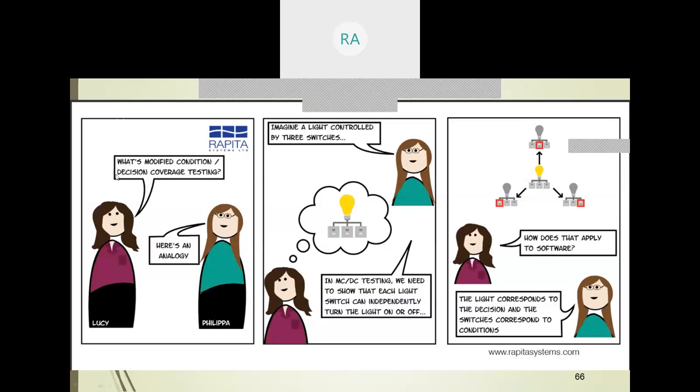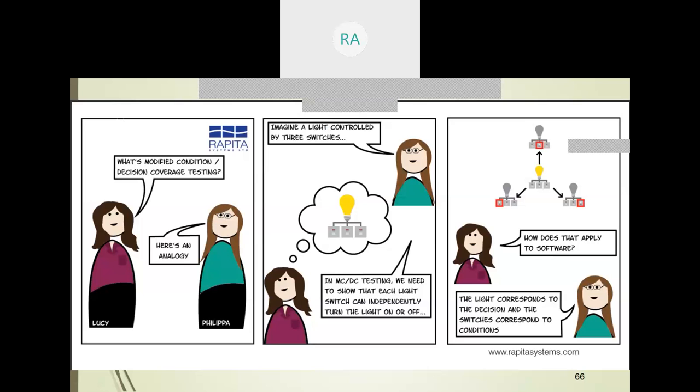Okay, see here there are two people who are discussing. One person is asking, what is MCDC coverage testing? The other one is answering. Look at this. This is the analogy that you have to understand associated with MCDC coverage. You have a light. Everybody knows it is a simple example. You have a light which is controlled by three switches. And how can I associate MCDC testing with this example?